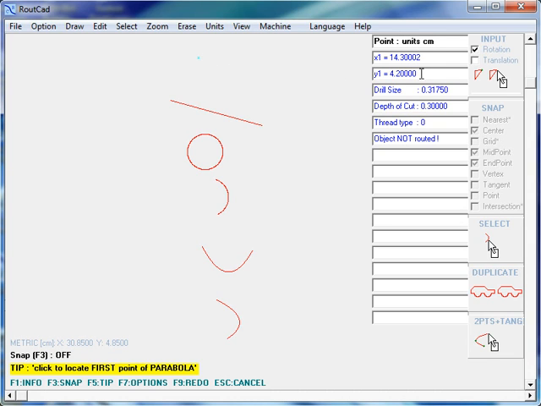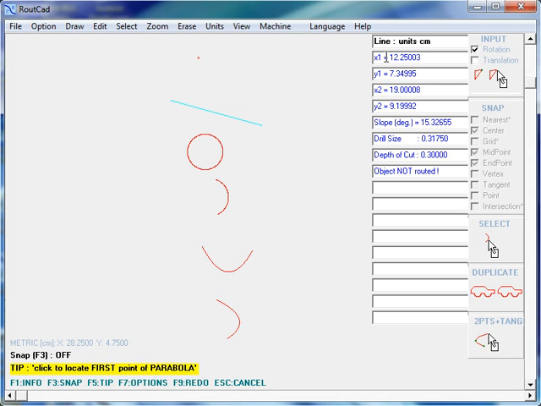We can see the coordinate of the point, the drill size that was used for this point, the depth of cut of this point, the thread type of this point, and if the object is routed or not. We will go to the line. We click the middle mouse button on the line.